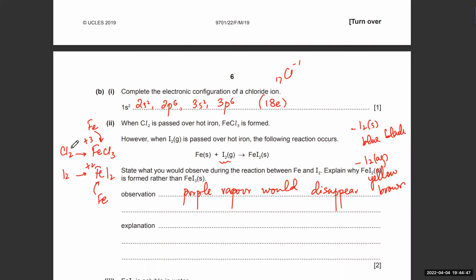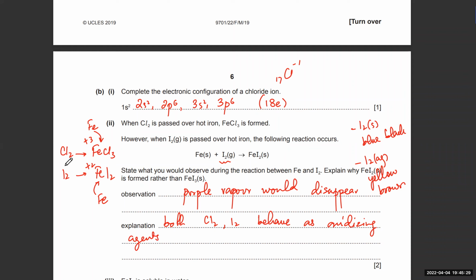How is this behaving? Is it behaving as an oxidizing agent or a reducing agent? It's behaving as an oxidizing agent. It's oxidizing the Fe. So first thing, both Cl2 and I2 behave as oxidizing agents, because they like to gain electrons. Fe would be the one losing electrons. So they will try to gain electrons, they will try to get reduced.